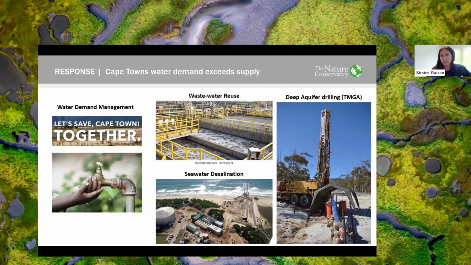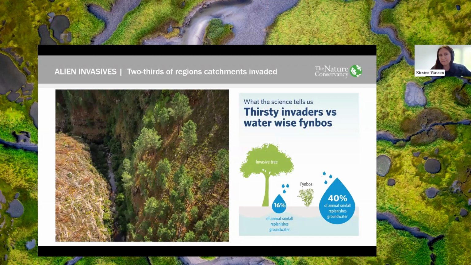In response to this drought event, to prevent future scenarios where the city was in a crisis, the new water strategy was launched, and this had various other augmentation schemes to try and manage water efficiently. One of these was a nature-based solution, and that was looking at the watersheds themselves. What was the condition of the watersheds?